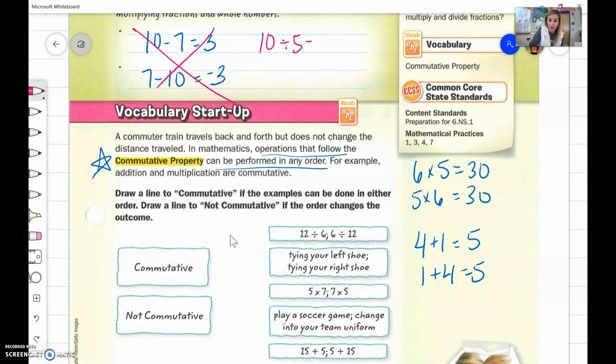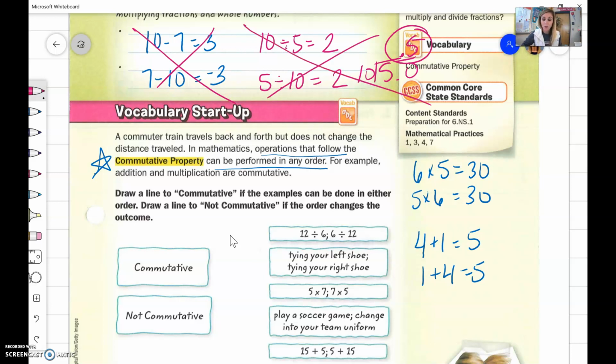10 divided by 5 is 2, but 5 divided by 10 is not going to be 2. Okay, so if you were to take 5 and divide it by 10, it is going to be 0.5, or 1/2. Okay, it does not work on division. So the commutative property only works on multiplication and addition. It does not work on division or subtraction, which is why when we start multiplying fractions, it's going to work.